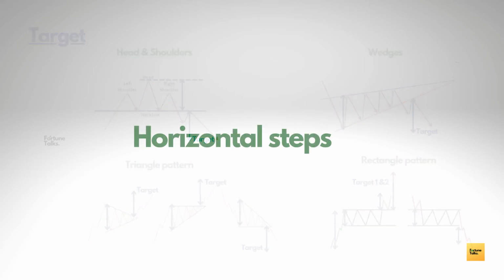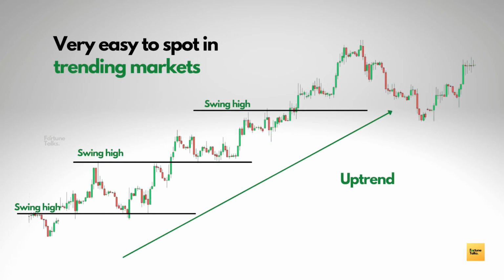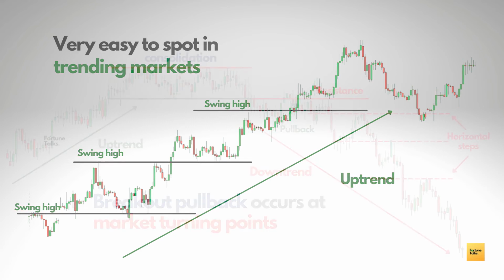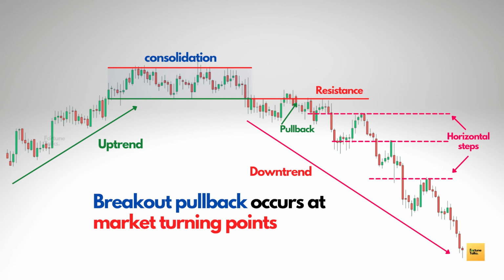Now the second way of trading pullbacks is using horizontal steps. Now the stepping behavior can be observed during many trending phases in the market. During the ongoing trending phases, the price will often present those stepping patterns. This pullback approach is a great addition to the previously discussed breakout pullback. The breakout pullback happens very close to the market turning points.